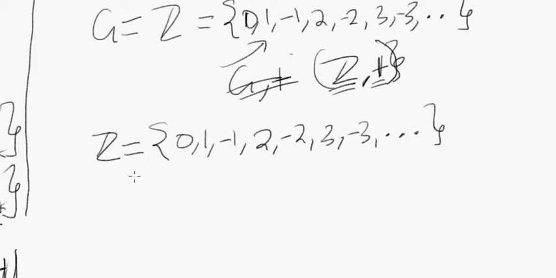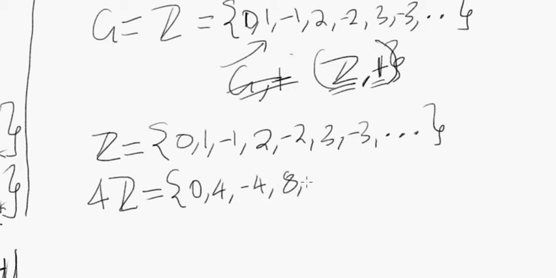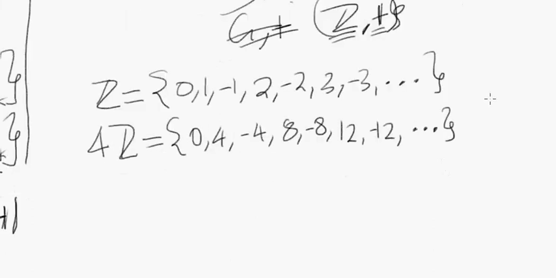Now, let's try 4Z. How about 4Z? What's 4Z? Well, 4Z is just going to be all the elements of Z multiplied by 4. So that would give us 0, 4, minus 4, 8, minus 8, 12, minus 12. Well, first of all, is 4Z a group? And what would it take to check that 4Z is a group? Well, just the usual properties. Is there the identity? Yes. But is it a group under addition? The identity is 0, that's clear.